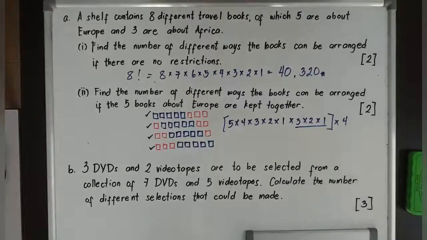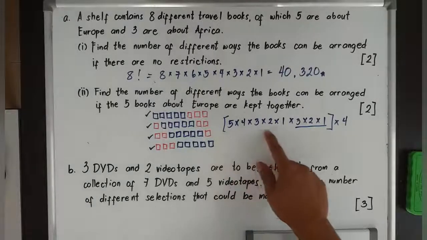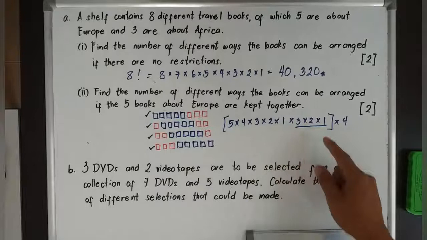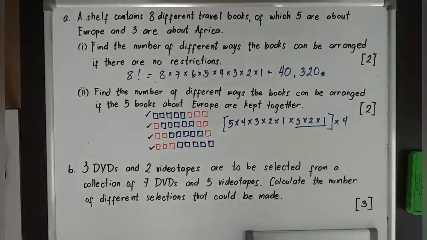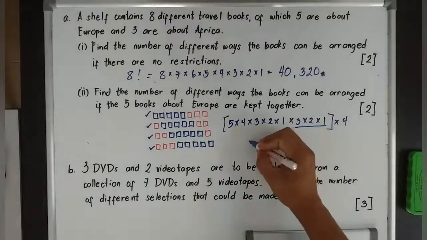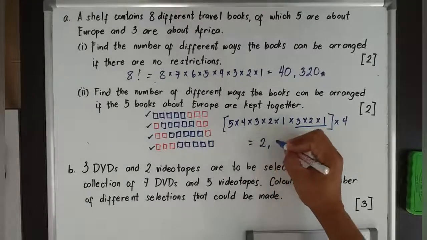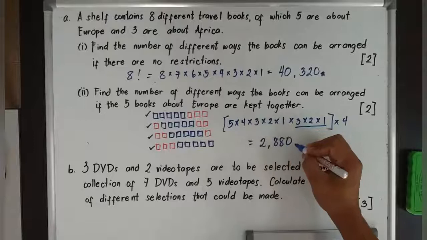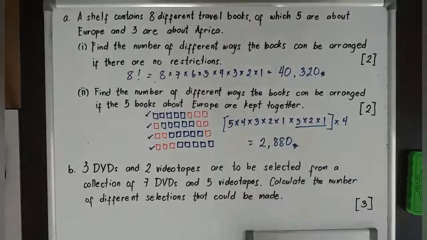Okay, what will be our answer? It is 5 times 4 times 3 times 2 times 1 times 3 times 2 times 1 is 720. Multiply it by 4. The answer will be 2,880. Okay, that's the second question. Let's go to letter B.